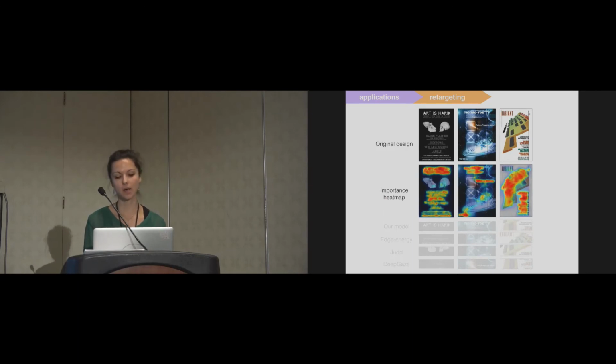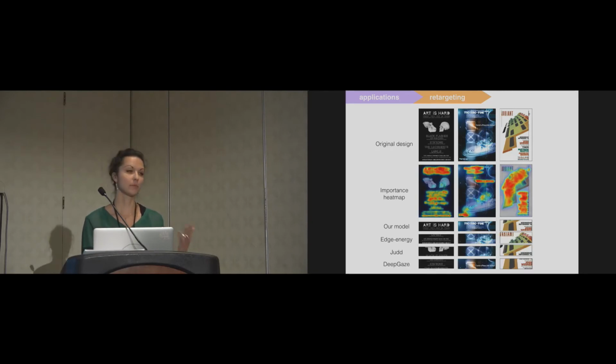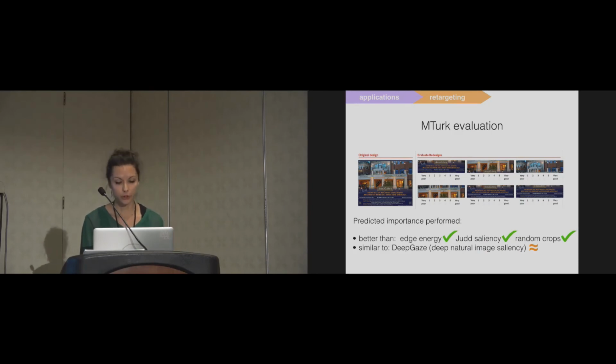So for retargeting, we may want to, say, take a poster and convert it automatically into a business card or website banner. And here I'm just going to show you how we can use our importance maps with no post-processing with a very simple approach. So we predict importance and we just crop around the region with highest importance. And we compare this very simple cropping with a common retargeting baseline using edge energy and saliency models, Judd and DeepGaze. We evaluated the designs on Mechanical Turk, and although we outperformed the simpler baselines, for this specific, very simple approach, we found that we perform similarly to DeepGaze on this application.